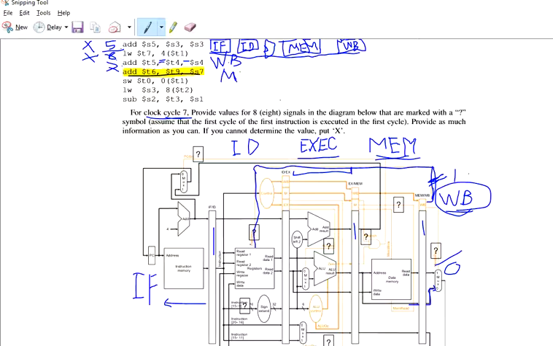Okay, let's go ahead and name this our memory stage. Here we go. All right, so this is what we want. We want add. And again, add is going to be T6 is equal to T9 plus S4.